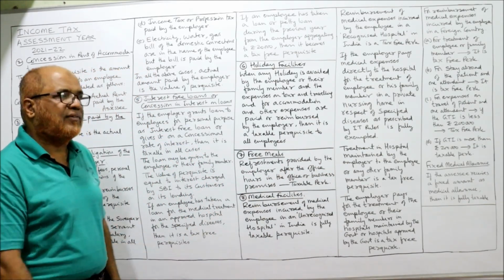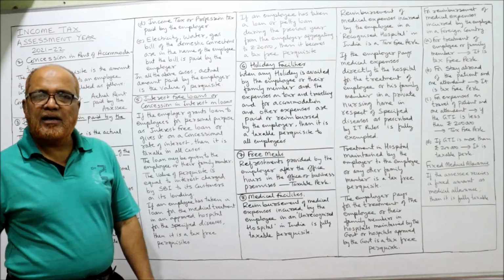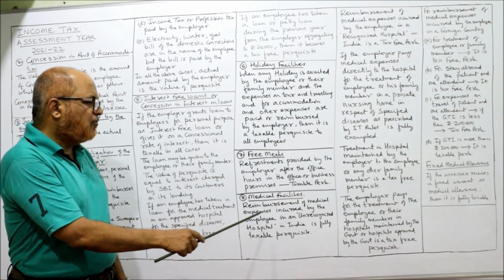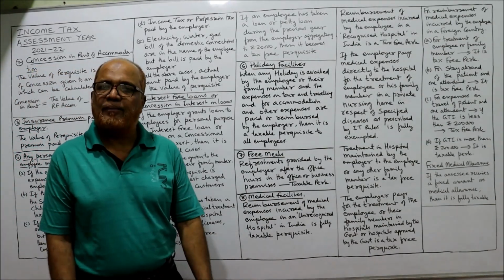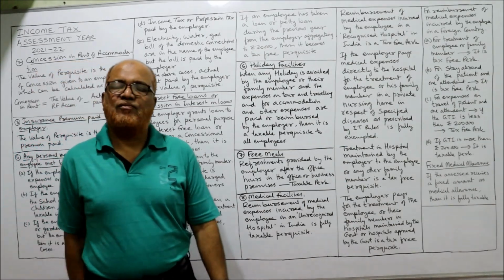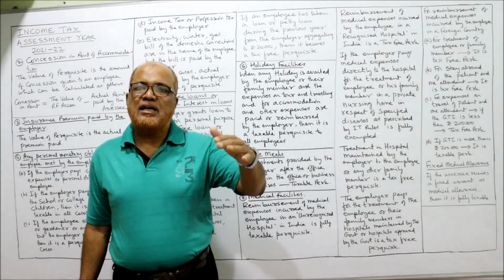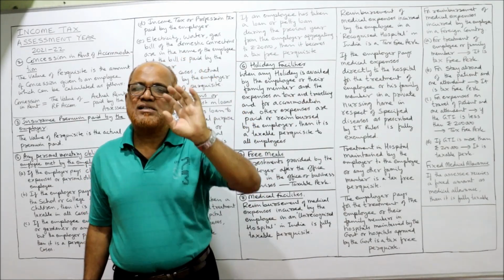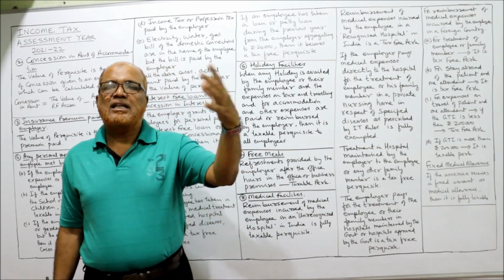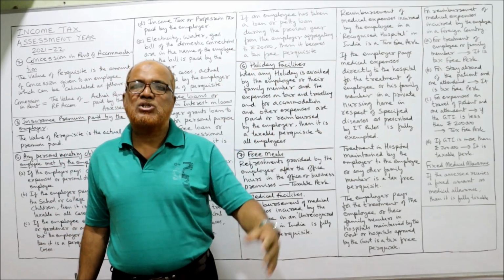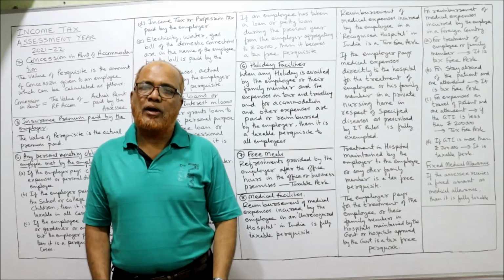Next, medical facilities. This is very, very important. Regarding medical facilities, reimbursement of medical expense incurred by the employee in an unrecognized hospital is a taxable perquisite, fully taxable perquisite. Example, reimbursement of medical expenses incurred in an unrecognized hospital. Mr. X is an employee. He was suffering from some disease. He is getting the treatment in an unrecognized hospital. The medical expenses are reimbursed by the employer.